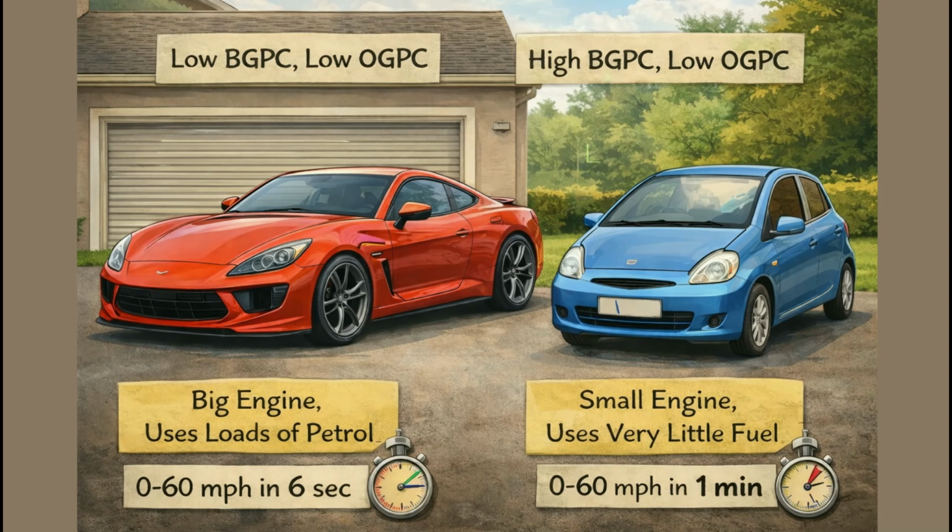This is how I have always looked at blood gas partition coefficient versus oil gas partition coefficient. Low versus high solubility drugs. The low solubility drugs, such as sevoflurane or desflurane, are very fast acting, but they need a lot of molecules to have a satisfactory effect. That's the equivalent of the car on the left. It has a big V6 petrol engine. It goes from 0 to 60 in 6 seconds, but you use up loads of petrol getting there.